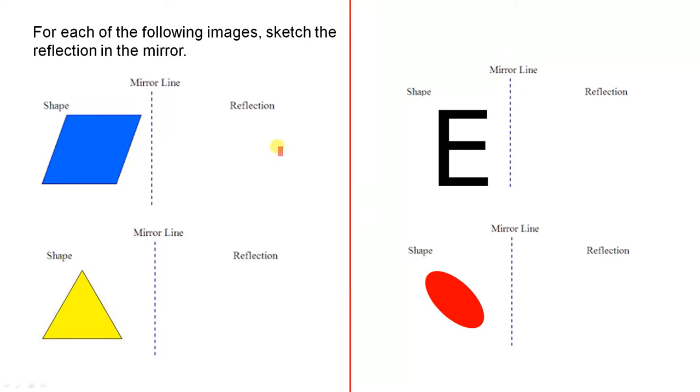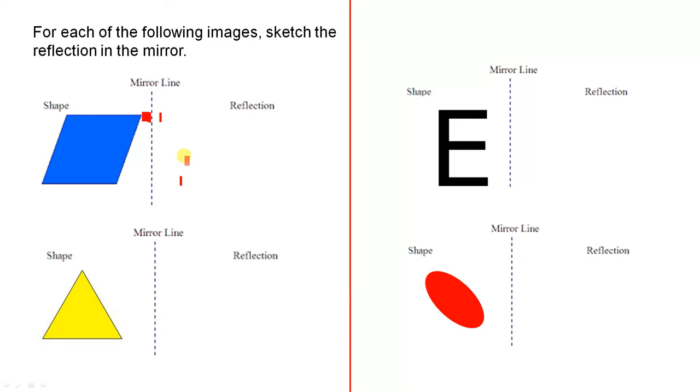Now here, we're going to use that little rule about distances to try and draw the reflections on the other side. So for each of the following images, sketch the reflection in the mirror. So let's take this blue rhombus here. Now if we take that distance there, and let's pretend there it is there, that's equal. If we take that distance there, and let's say there.